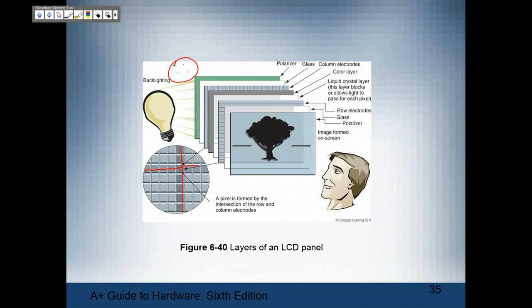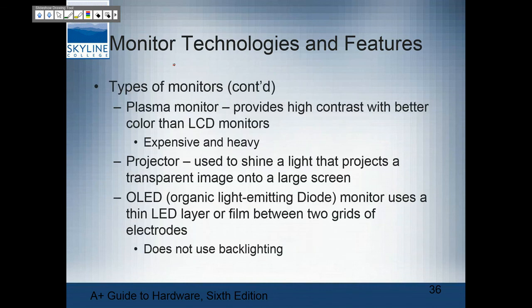One of the issues with the LCD panels is failures at a location, pixel failures. And you really don't want that, particularly in your television, right? Plasma: high contrast, better color than LCD, expensive and heavy.